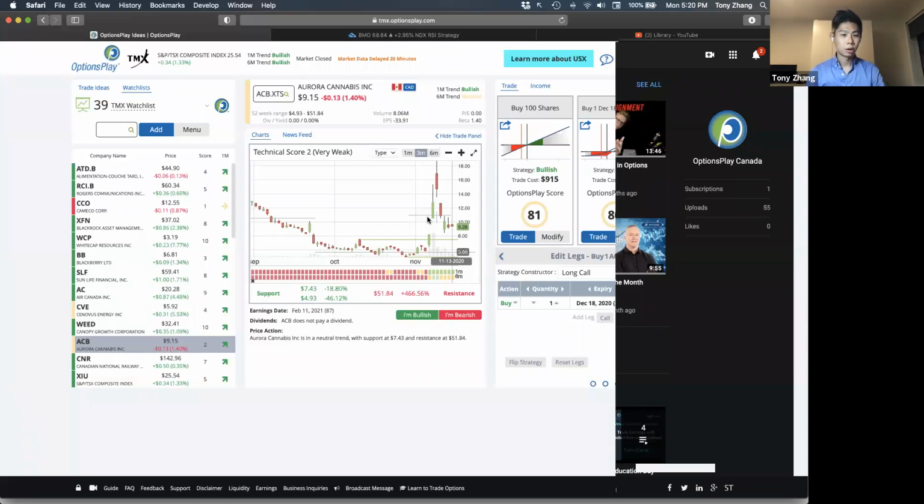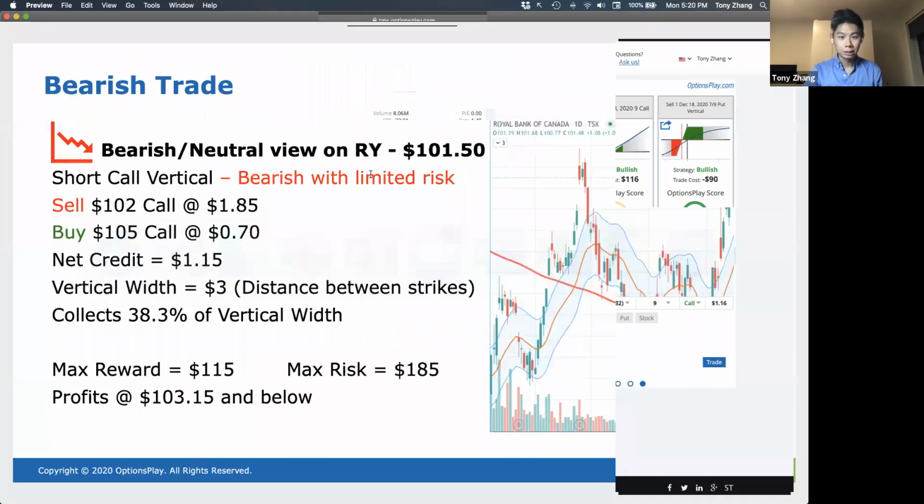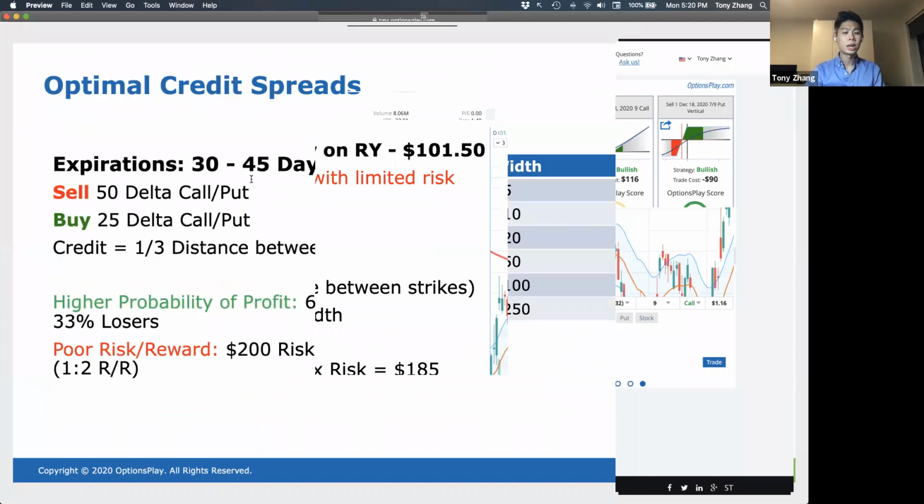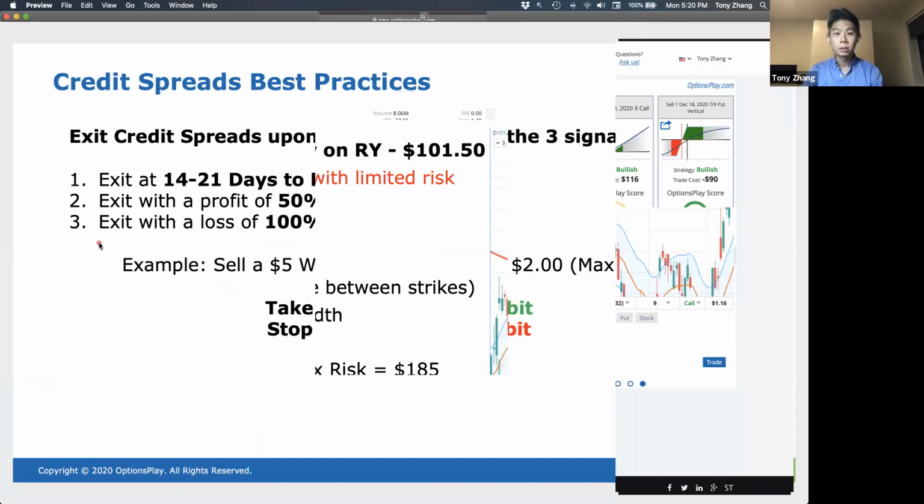Alan is asking a great question. Why exit at 14 to 21 days to expiration? The answer is because a lot of investors learn about theta decay. They learn that as the option gets closer and closer to expiration, theta accelerates to the downside. And that's true, you actually make more per day in the last few days or last week before expiration than you do in the previous few weeks. If we look at it on a per day or per week basis, you make more money as you get closer and closer to expiration.